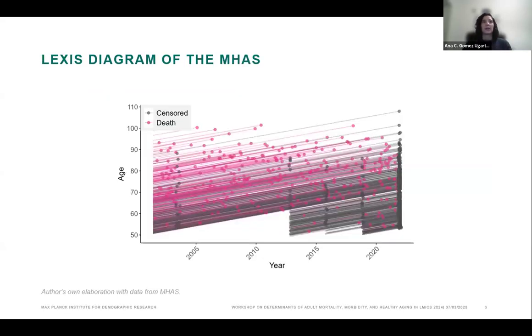This is the Lexis diagram of the Mexican Health and Aging Study. This is just to give you a rough idea of the data that we have to do longitudinal analysis and to estimate mortality from it. Here we have a sample of 1,000 random individuals from the survey. You can see a basic survival trajectory. The pink dots are the deaths, and the gray ones are the data that is censored. Here I want to point out how in 2012, for example, new younger cohorts are added to the survey, and so forth over time. This will become relevant in a while.